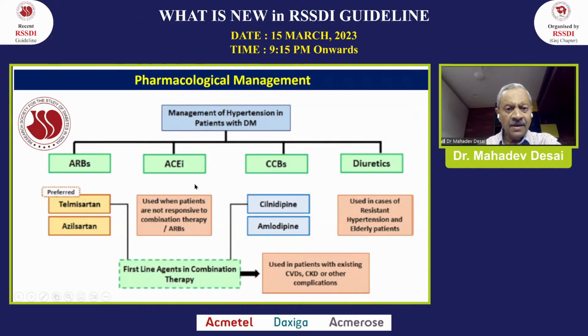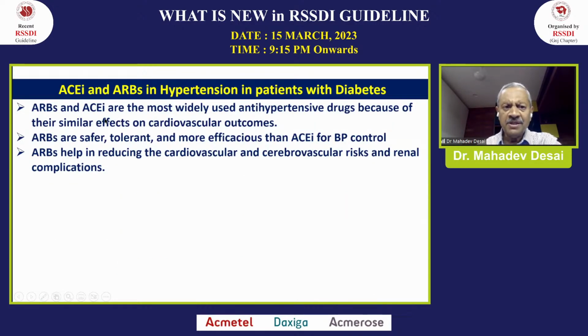ACE inhibitors can be used for ARB, but we will come to that in the next slide about ARB versus ACE inhibitors, and diuretics, as we have said, should be used in a reserve condition. So amongst ARBs and ACE inhibitors, we know that they are widely used otherwise also in non-diabetic patients, and they have similar outcomes, but ARBs are safer, better tolerated, and more effective than ACE inhibitors for blood pressure control and cardiovascular outcomes. And definitely they have fewer side effects, and they are also renoprotective.